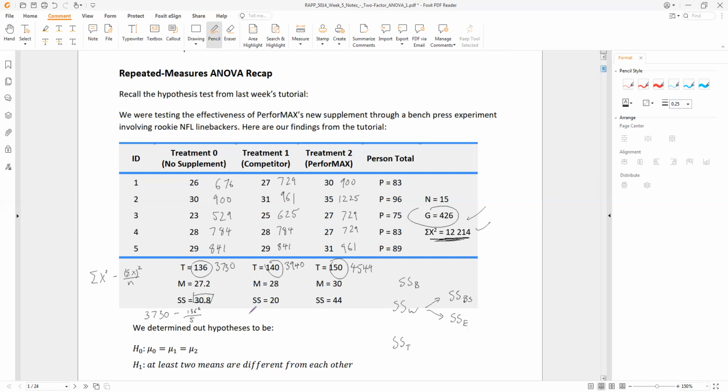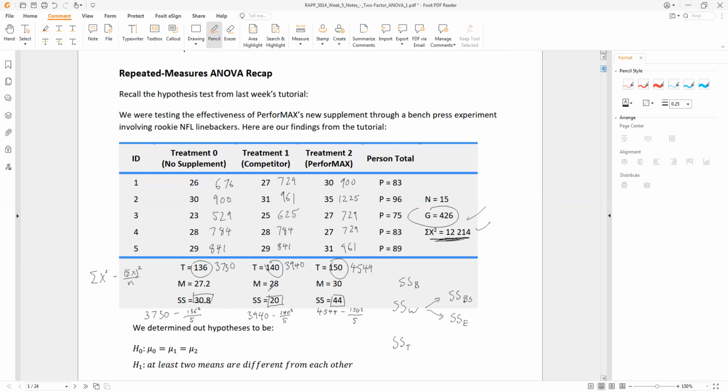And then I do the same thing here, 3940 minus 140 squared over 5, and I get 20. And then I do 4544 minus 150 squared over 5, and I get 44.